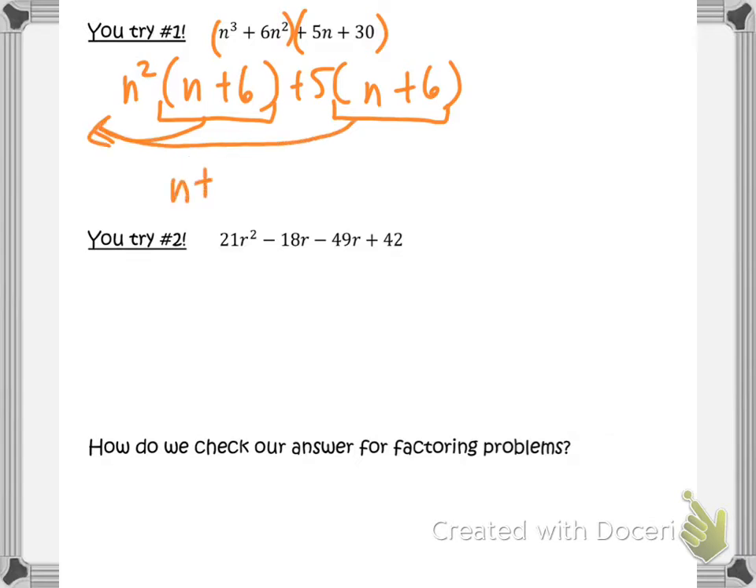And I have n plus 6 on the outside. And what is left? I'm left with an n squared and a plus 3. Plus 5 squared plus 5.